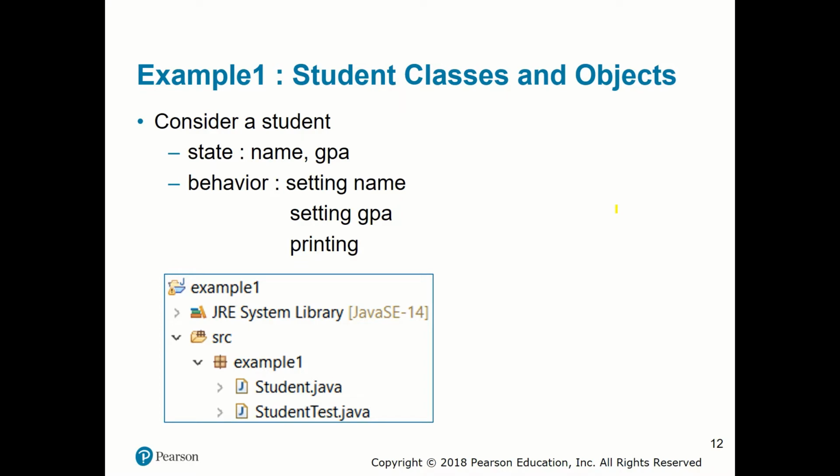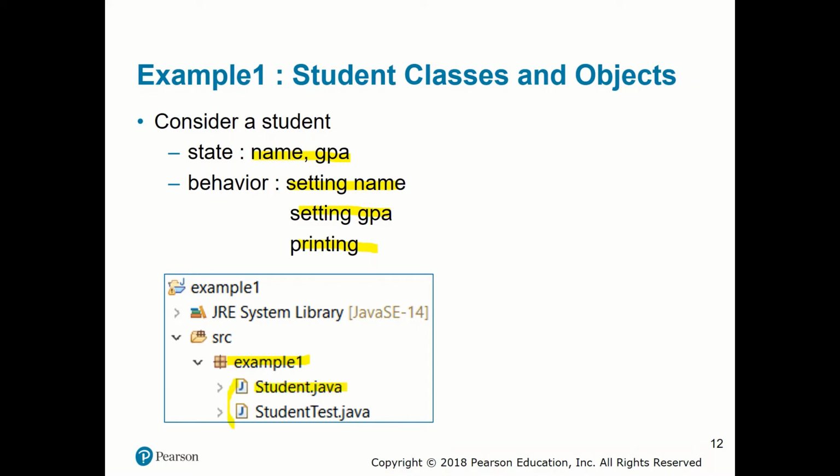This is the first example of writing a class. I will consider a student class. To write a class, at first you need to consider the state and behavior of a student. In the example, I will consider two states, name and GPA, and three behaviors: setting name, setting GPA, and printing out the information. And this is the package structure of our example. The package name is example 1, and under example 1 there are two classes.